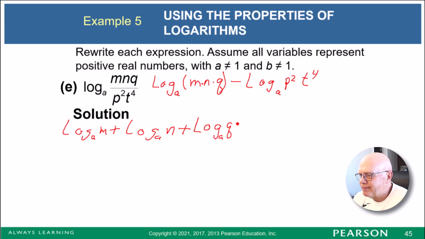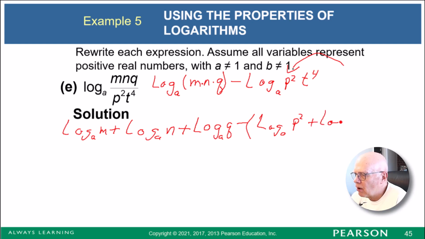Now, second one, what do we have there? Well, let's divide and conquer. Let's work with this part right here and see what we've got. Well, after the minus sign, this logarithm is the logarithm of a product. So we'll have log base A of p squared plus, because it's multiplication, log base A of t to the 4th. Okay, we're getting close.